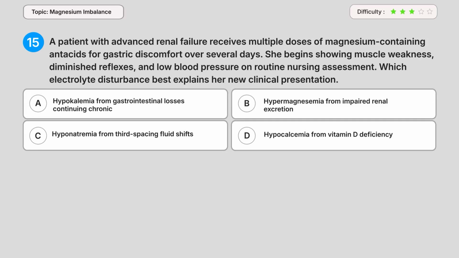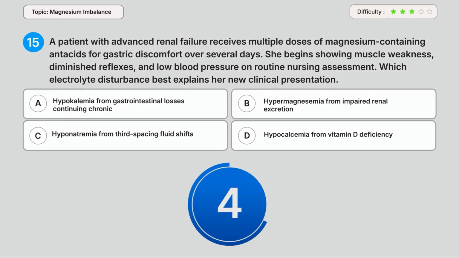A. Hypokalemia from gastrointestinal losses continuing chronic. B. Hypermagnesemia from impaired renal excretion. C. Hyponatremia from third spacing fluid shifts. D. Hypocalcemia from vitamin D deficiency. Can you guess the answer?